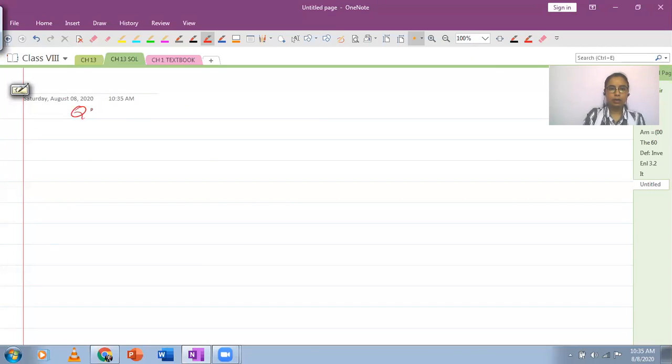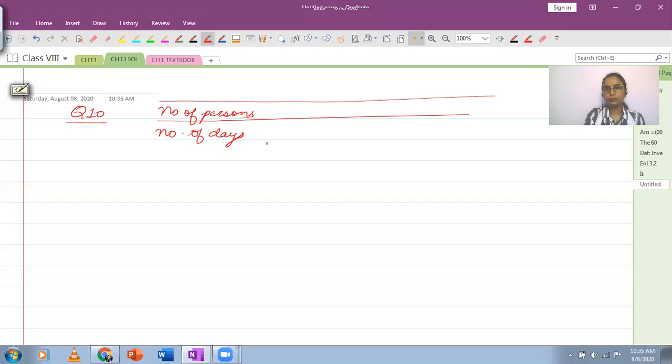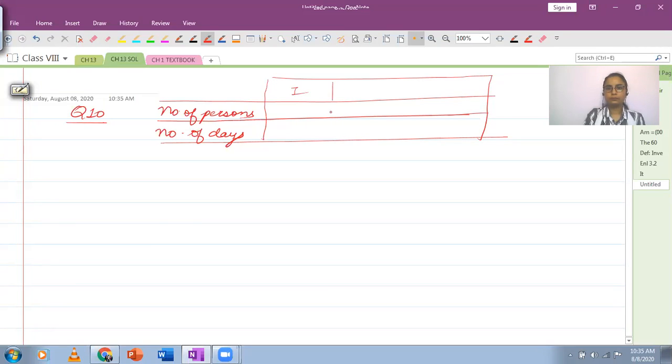Let's write down the answer. This is question number 10. We have the number of persons to do the job and the number of days they are taking to finish the work. In the first case, there were 2 people and they were taking 3 days. In the second case, there is only 1 person. We need to find out how many days they are taking and how many people will be required to finish the work in 1 day.